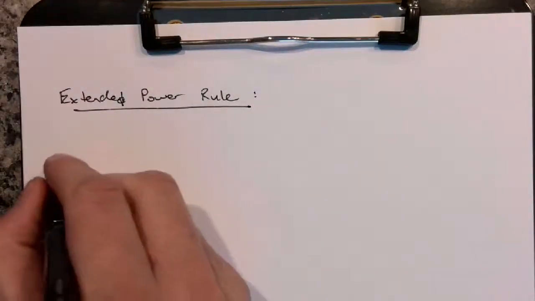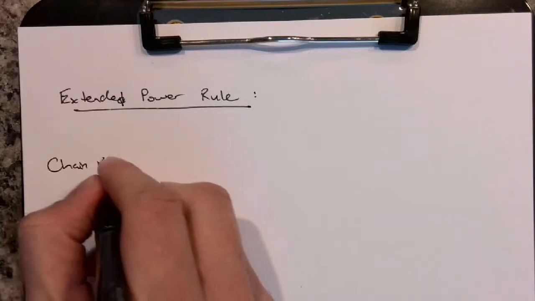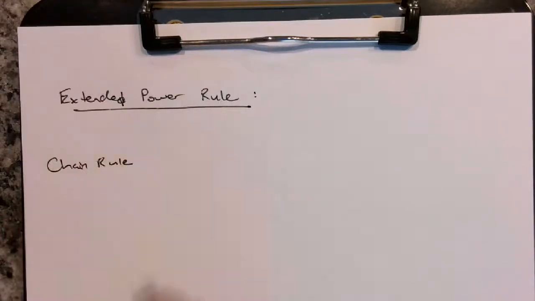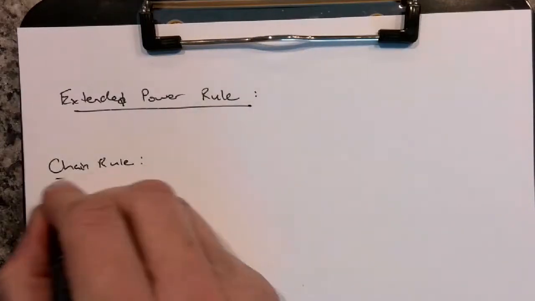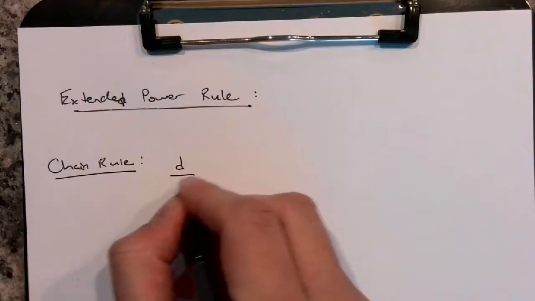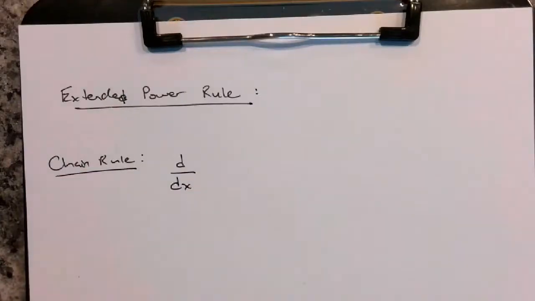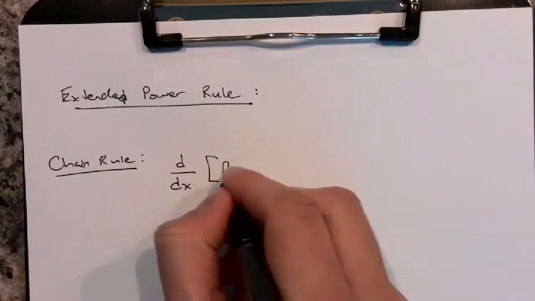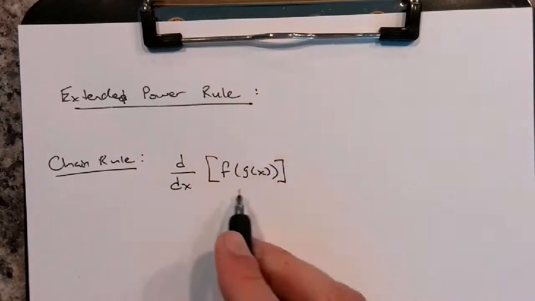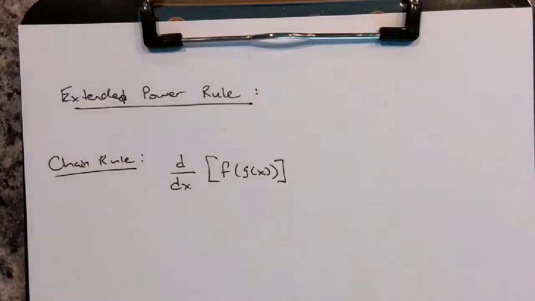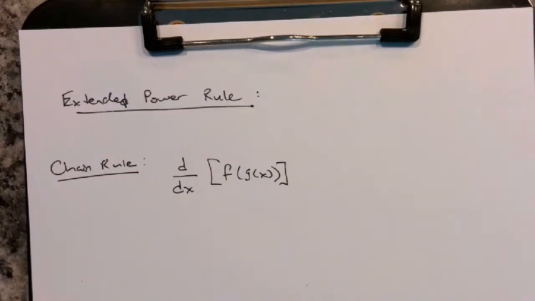If I was talking about the chain rule, this is what we use when we take derivatives of a composition, meaning derivatives of a function which is inside of a function. So the chain rule works like this. If I was to take the derivative with respect to x of f of g of x, right? So it's a composition. The g of x function is inside the f of x function. So it's a function inside of a function.